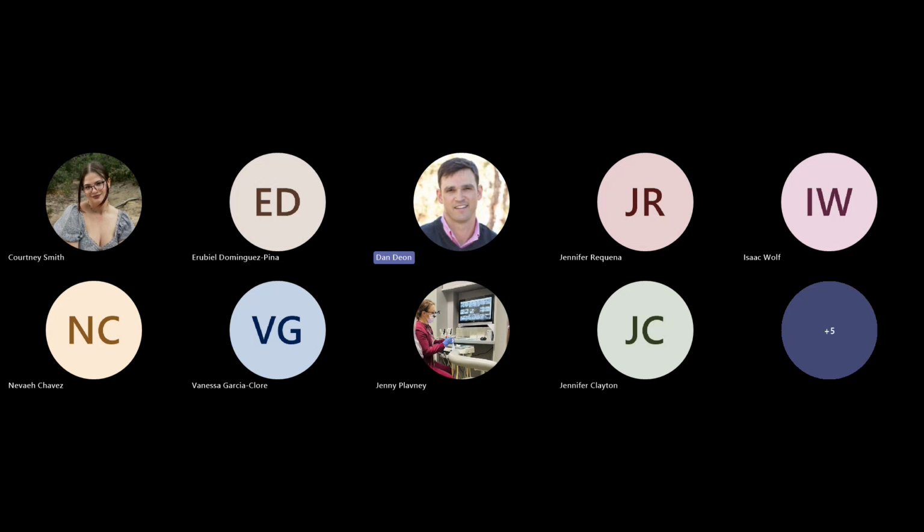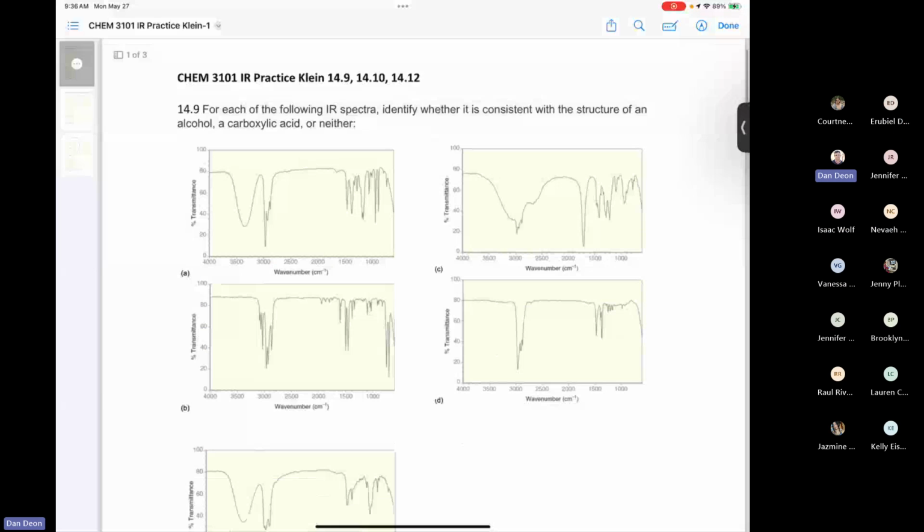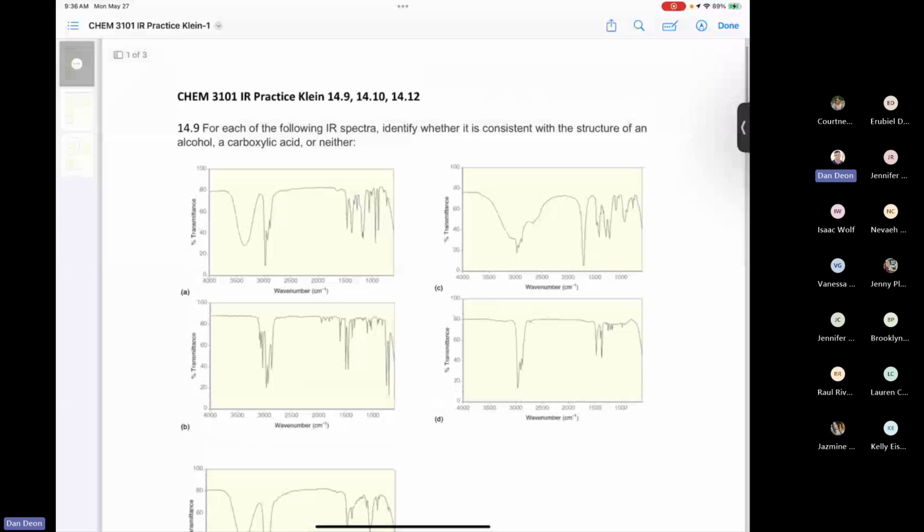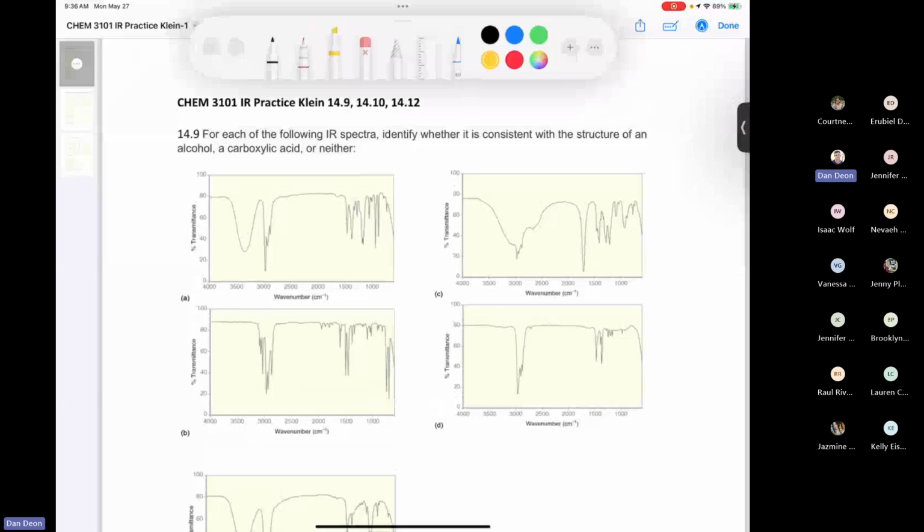Okay, so where we left off was we said we were going to take a look at some of the problems from the textbook. And the first one that we're going to look at is question 14.9. It says, for each of the following compounds, identify whether it is consistent with the structure of an alcohol or a carboxylic acid or neither.